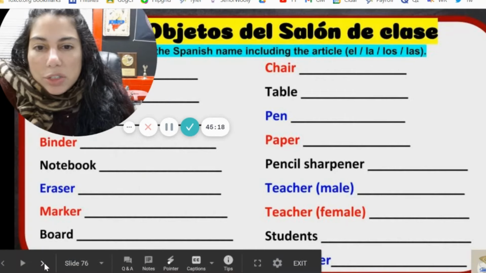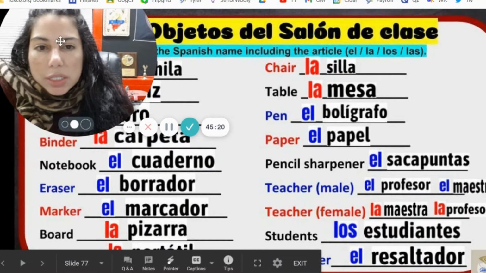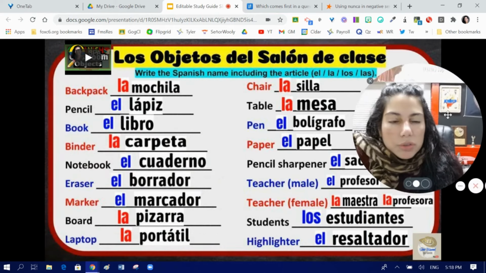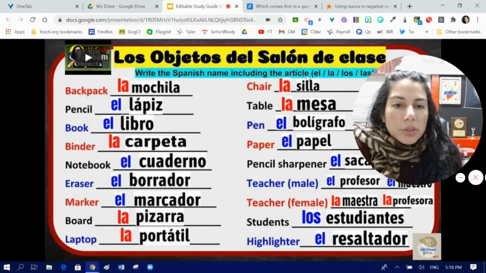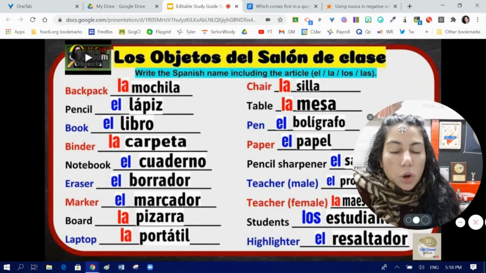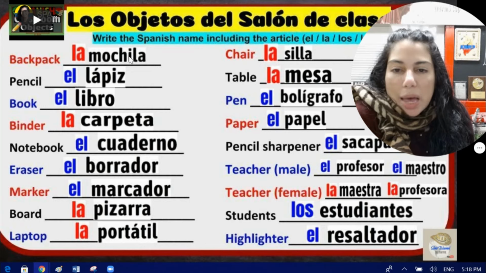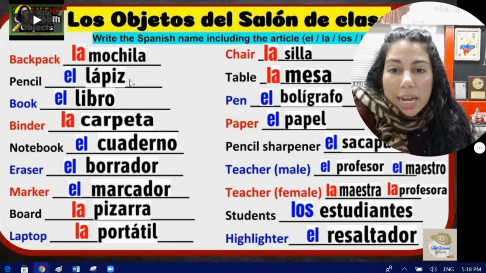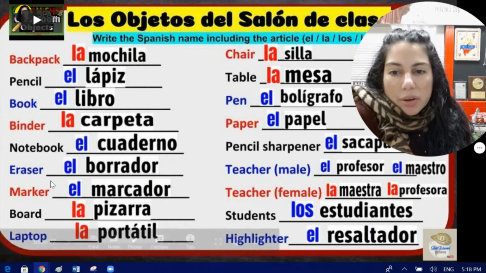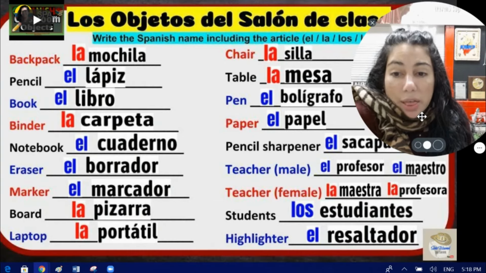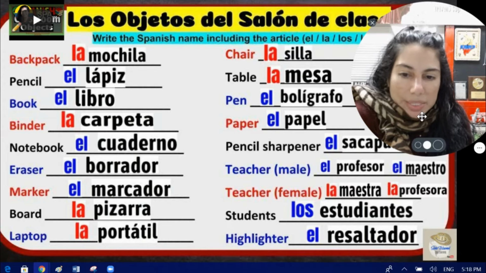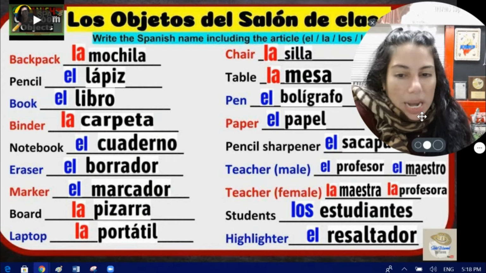Okay, but in your study guide, you have these specific ones that you need to fill out. So it says write the Spanish name including the article. So the definite article, el, la, los, or las. So backpack, la mochila, pencil, el lápiz, book, el libro, binder, la carpeta, notebook, el cuaderno, eraser, el borrador, marker, el marcador, board, la pizarra, laptop, la portátil.